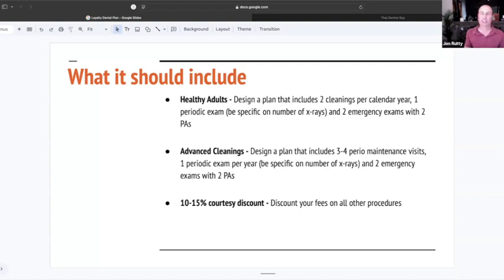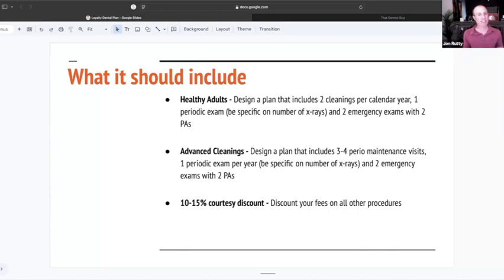And then the last thing is two emergency exams with PAs. I put two PAs on there because sometimes people come in for an emergency exam, and you're like, okay, this is not an emergency exam. This is a comprehensive exam. So be specific on what you're giving them.